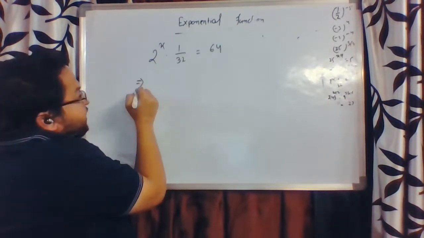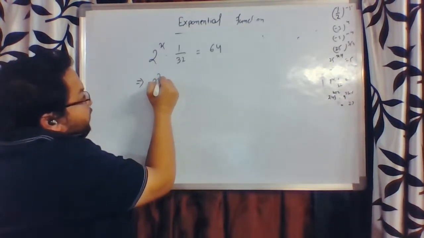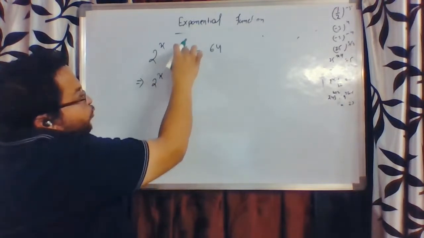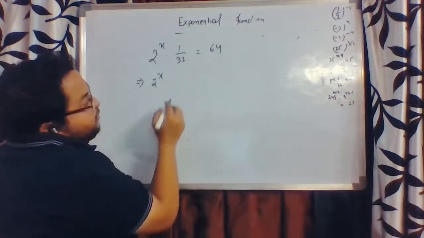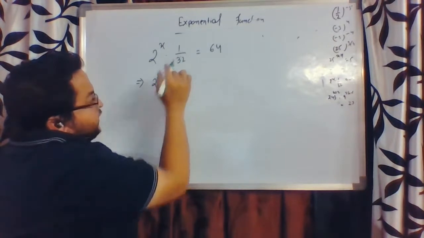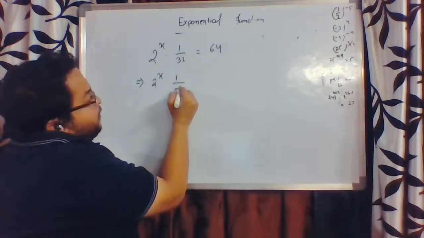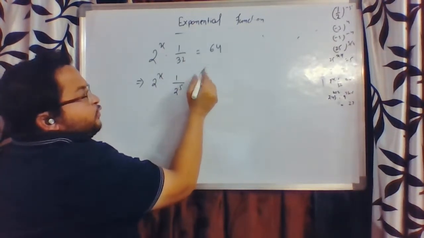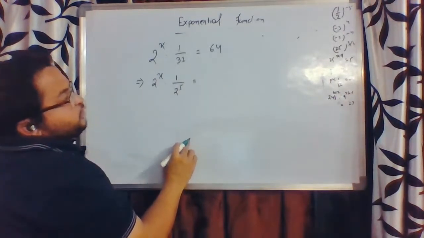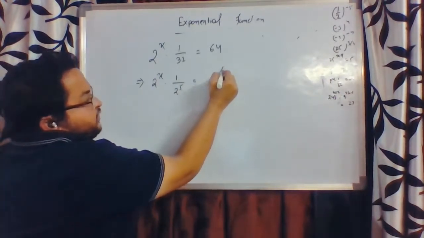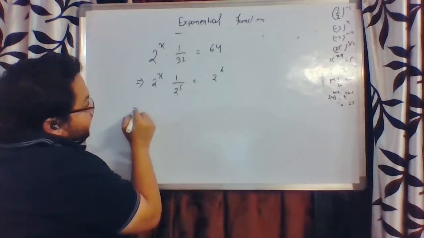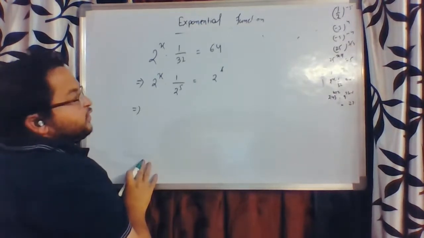So I can rewrite it as 2 to the power x into 1 by 32. 1 by 32 is nothing but 2 to the power minus 5, equals to 64. 64 is nothing but 2 to the power 6. Now, here I'll apply my property of indices.